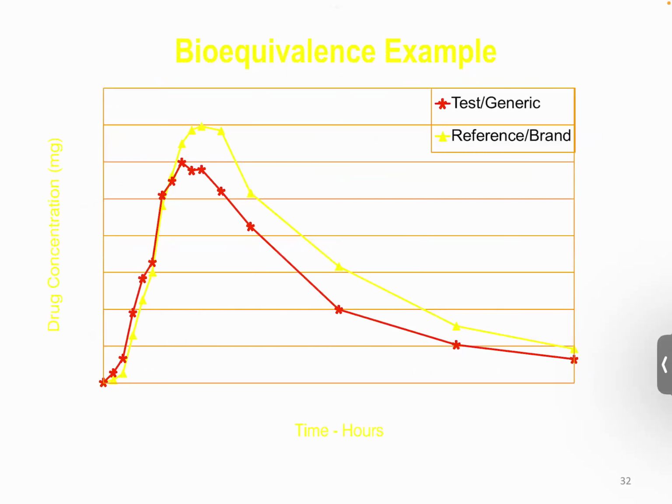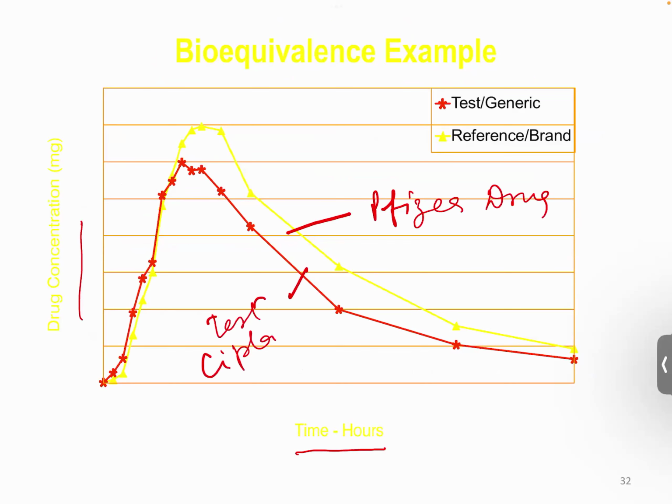So this is what I have shown you. Just see the drug concentration. This is a reference drug, the Pfizer drug. This is the test, which may be similar. So both performances should be almost the same. This is an equivalence example.